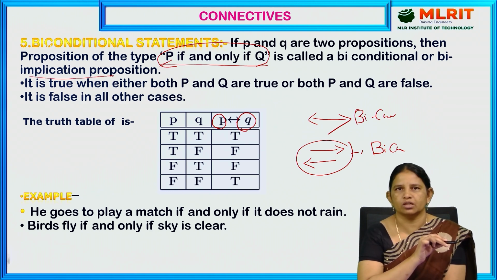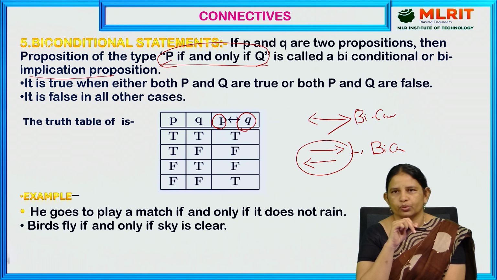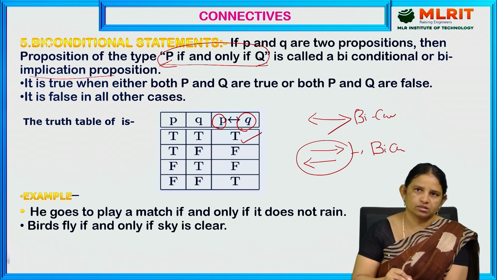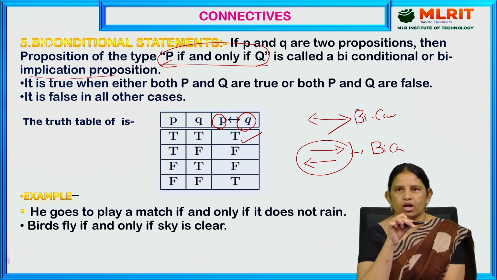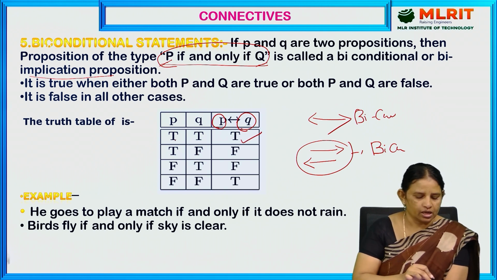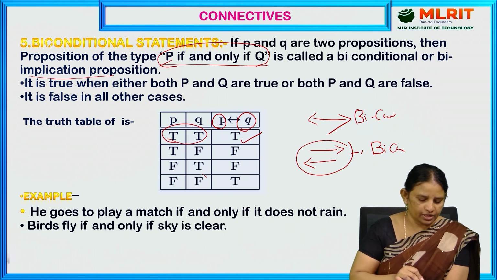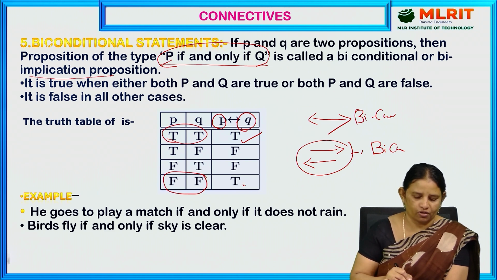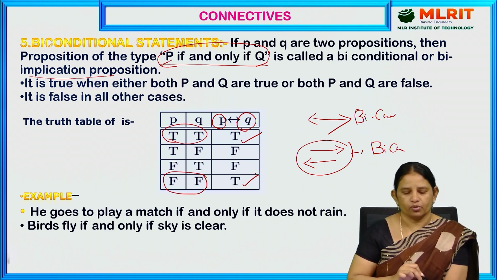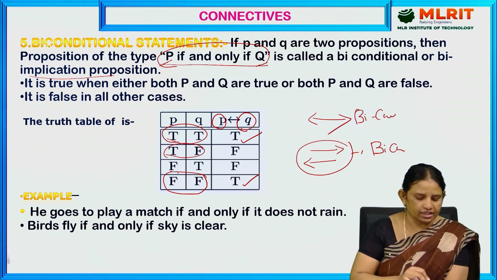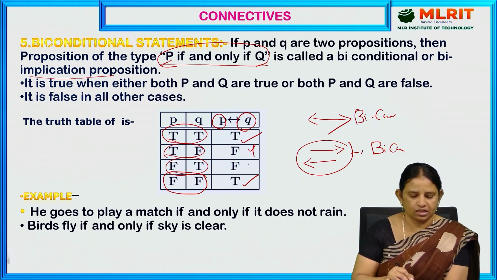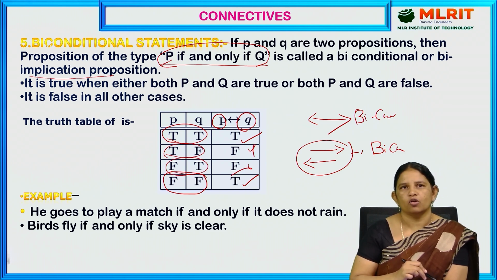Let us consider the truth table, when it derives the conclusion as true and when it derives the conclusion as false. If both conditions are true, it returns a true value. If both values are the same, that is, both are true or both are false, it returns true. If any one of the conditions is false, then it returns a false value.